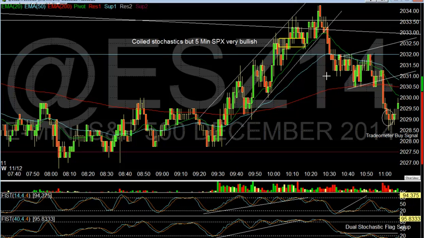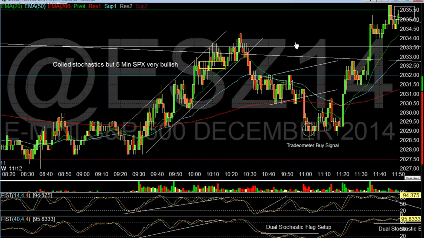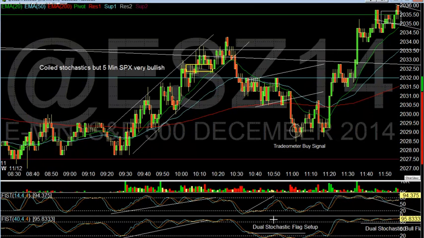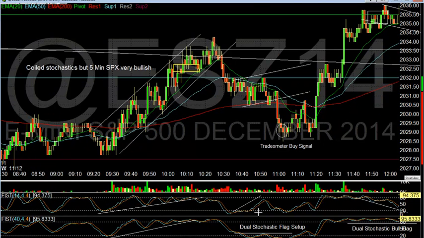Again, you might have a good setup, but it's just between what your stop is, that's going to happen every so often. But this was a great one. This was a beautiful, beautiful dual stochastic flag setup right here. I thought I took this trade. I didn't mark it off.